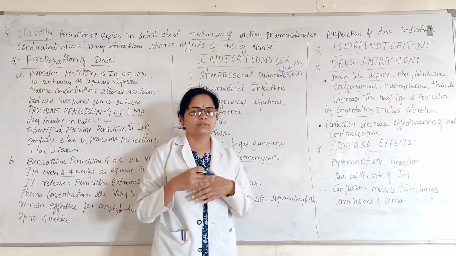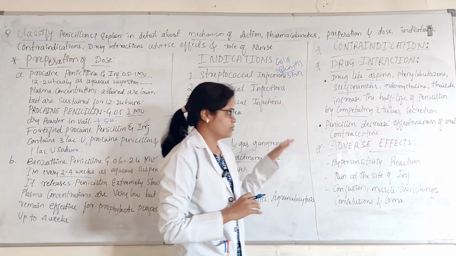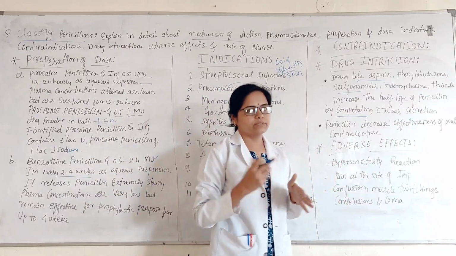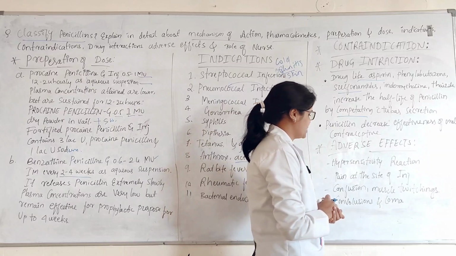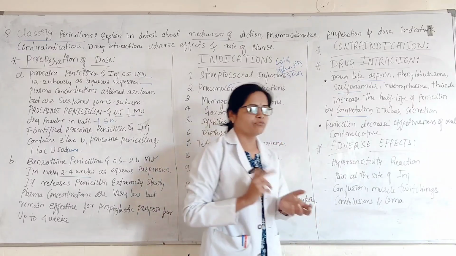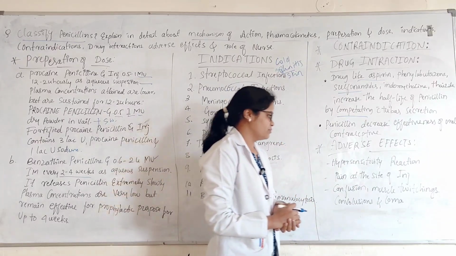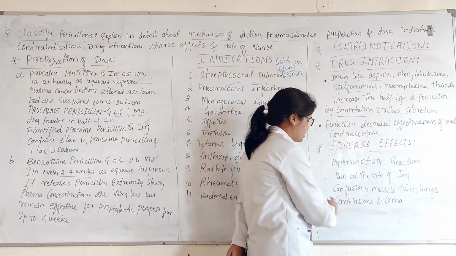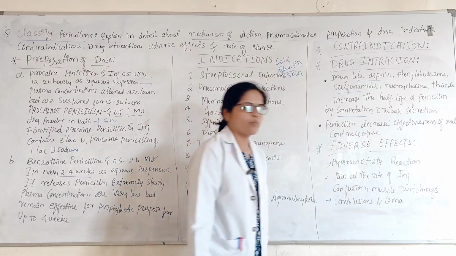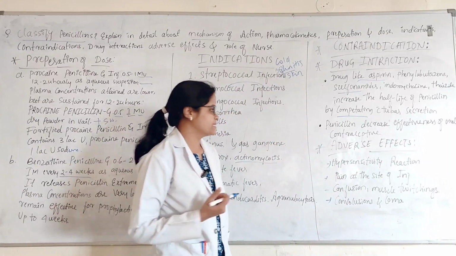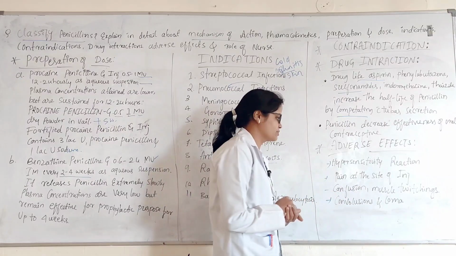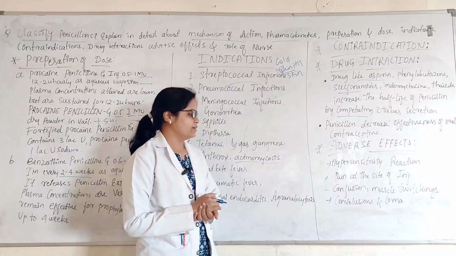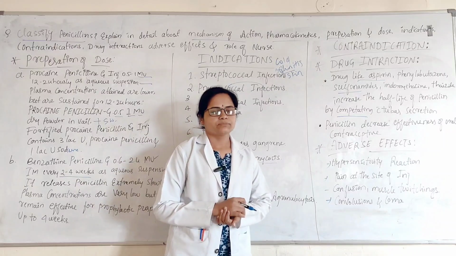penicillin decreases the effectiveness of oral contraceptives if she is taking them. And next, the adverse effects are hypersensitivity reaction, pain at the site of injection, confusion, muscle twitching, convulsions, and coma. These are the more common adverse effects and side effects of the penicillin.